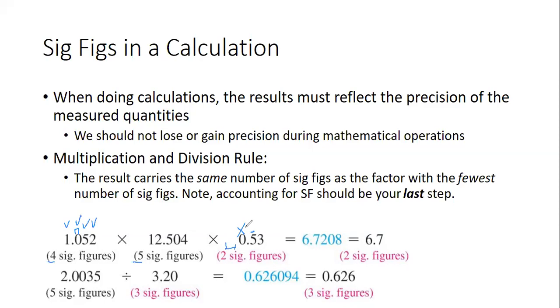That's the lowest amount. So when you do your calculation, you can calculate it out to all the numbers. However, you have to report your number with the lowest amount of sig figs. Here, it's 4 versus 5 versus 2. So my answer only has 2 sig figs. So 6.7, and you'll round. For rounding, different people have different rules. If it's 4 or below, you round down. If it's 5 or above, you round up. We'll just round up 5s.